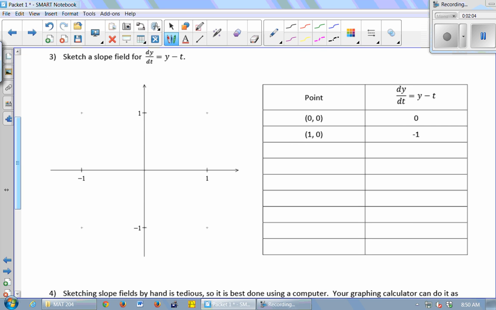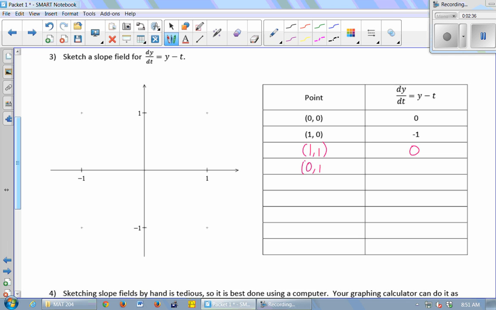I can just make a little table over here. You just pick random points, and I just picked some integer points near the origin. So for (0, 0), you plug 0 in for y, 0 in for t, you get 0. Take (1, 0), plug 0 in for y, 1 in for t, and you get negative 1. If I were to do, say, (1, 1), dy/dt would be 1 minus 1, which is 0.